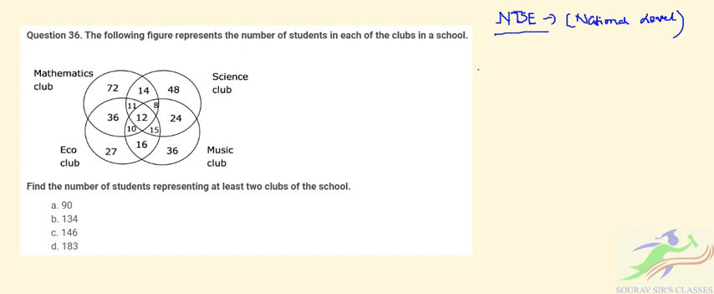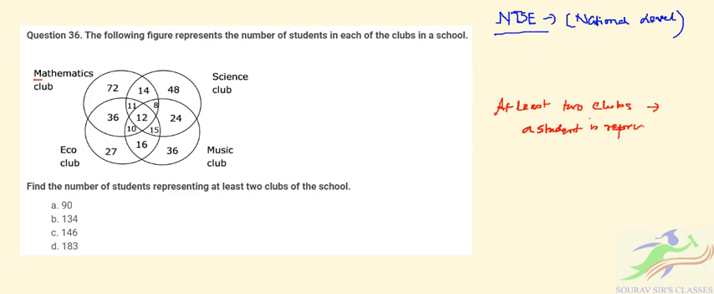Here the question says that the following figure represents the number of the students in each of the clubs in a school. We have the mathematics club, the science club, the eco club and the music club. The number of students in each of these clubs is mentioned. We have to find the number of students representing at least two clubs of the school.